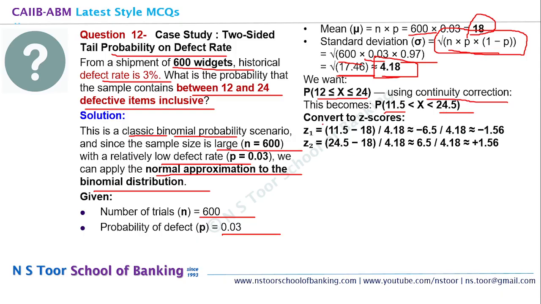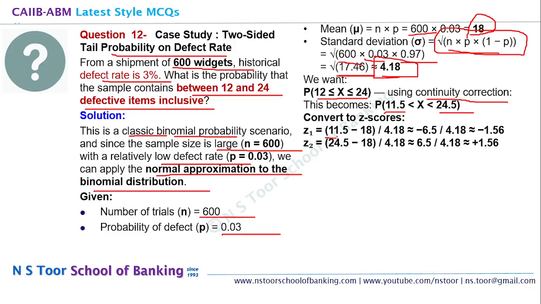So for the lower level, convert to Z score. To find the Z score, how will we go about this? 11.5, that is the lower level, minus the mean, that is mu, that is 18, divided by the standard deviation. This is the formula. You have to keep this formula in mind again, where you have to convert this into Z score. Which formula do you have to apply? For the lower level, the lower level minus mean or mu divided by standard deviation.